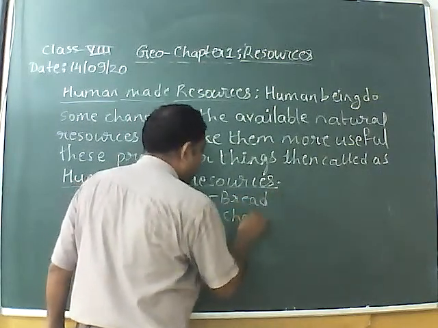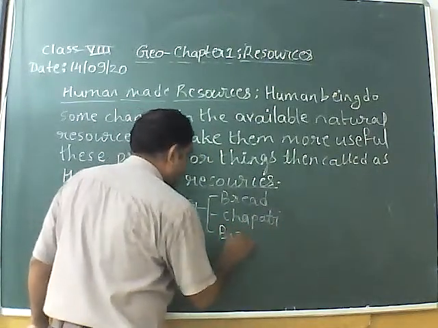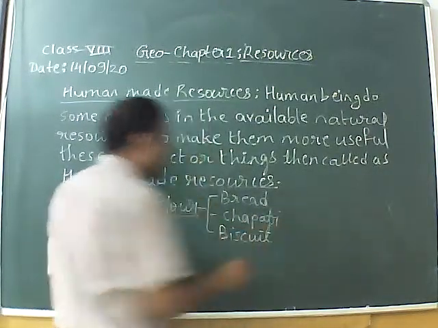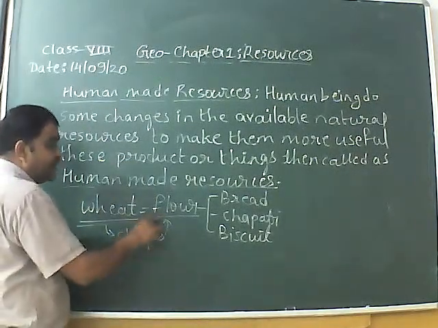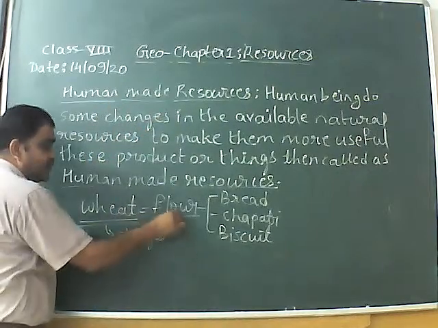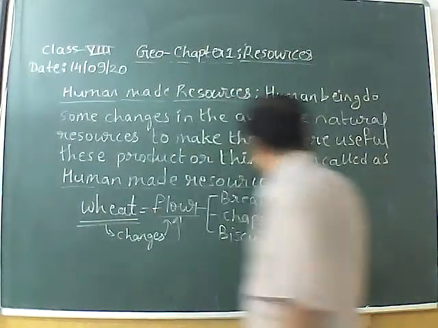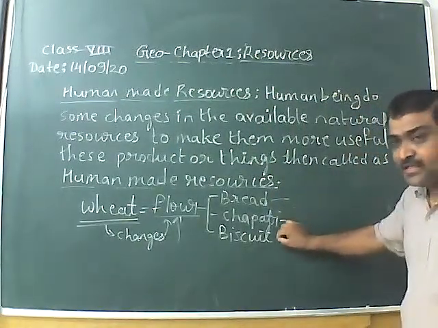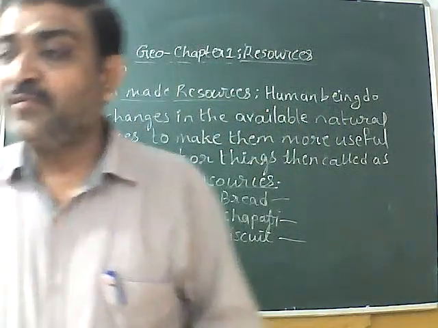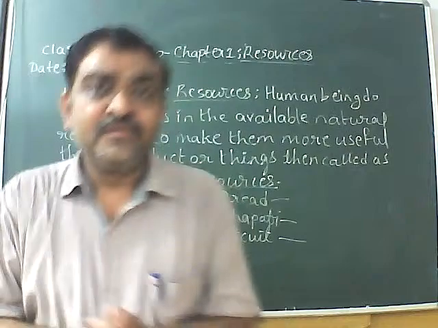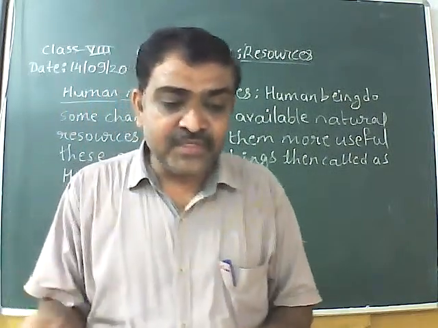bread, chapati, biscuits or many other edible items. Got it? So the flour is a human-made resource. Flour is, beta, a human-made resource, and then the bread, chapati, biscuits, everything is what, beta? Everything is a human-made resource. So this is the example that I have taken from our day-to-day life.